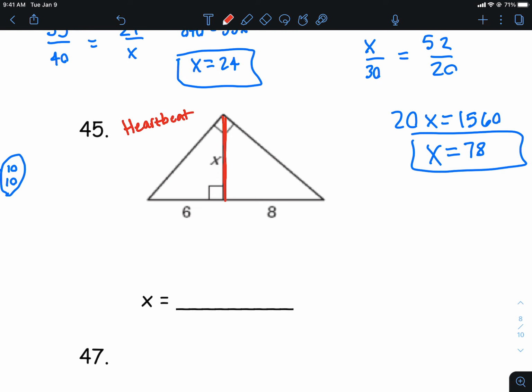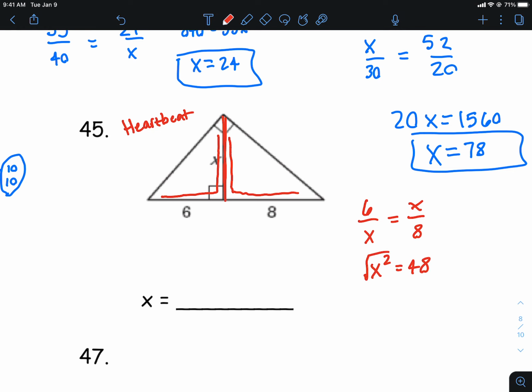And the heartbeat here: the 6 to X on this triangle is going to match with the X to 8 on the other triangle. I call it a heartbeat because it kind of looks like a heartbeat monitor, maybe at the doctor's or something like that. So 6 to X and then X to 8. Then you'll cross multiply. That'll be X squared is 48.